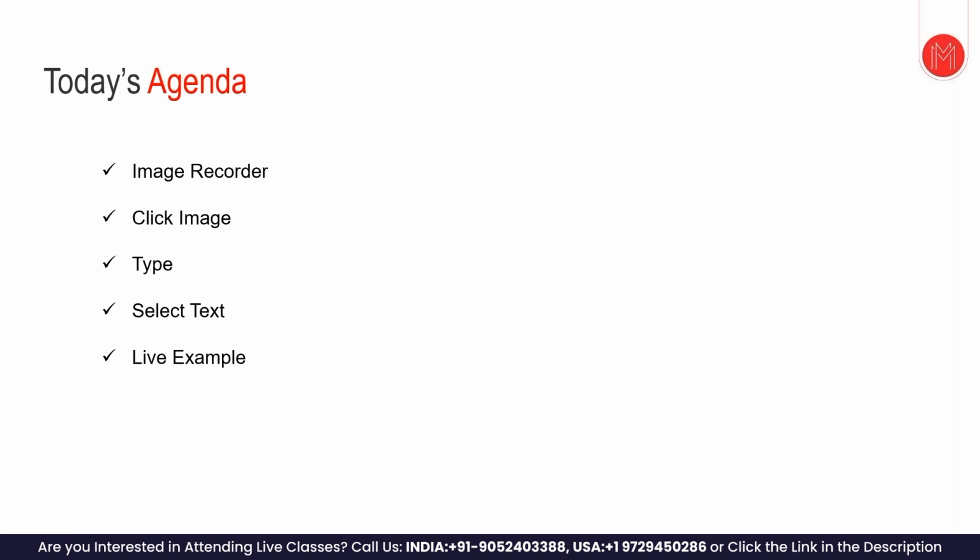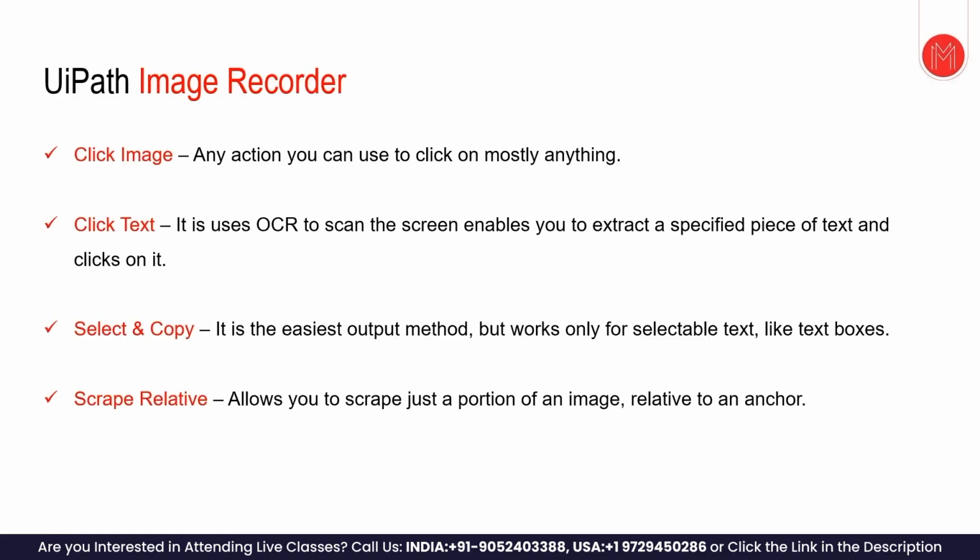So here everything is going to be image based. There is no concept of selectors here. In the basic and web recorders, we were seeing selectors, but here everything is going to be image based, and we are going to use images for all our identification of elements. So in the image recorder, we have click image, we have click text, we have select and copy, and we also have scrape relative.